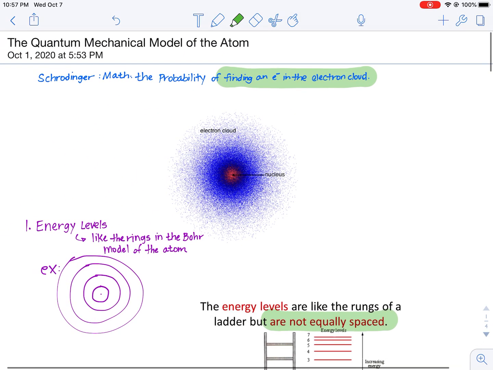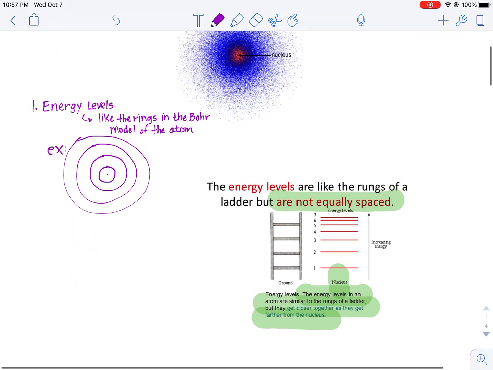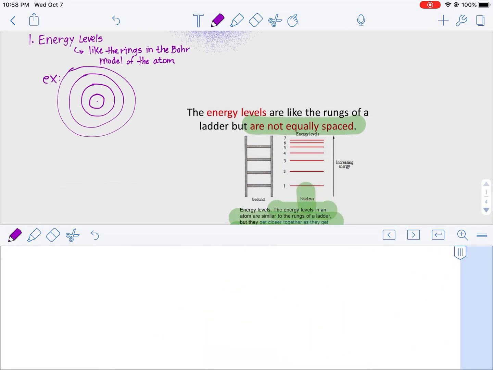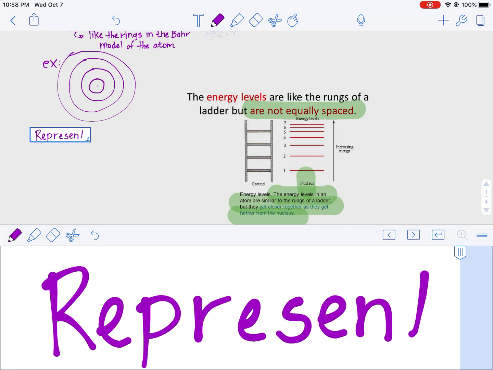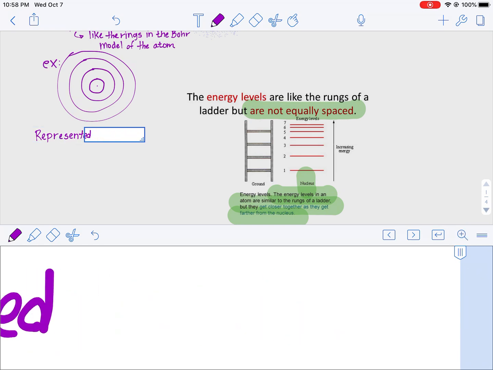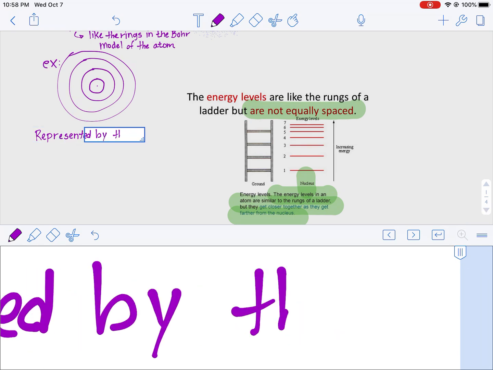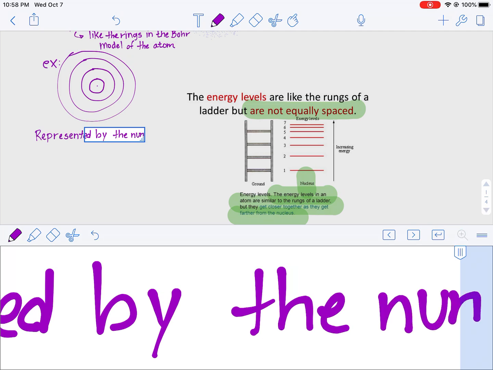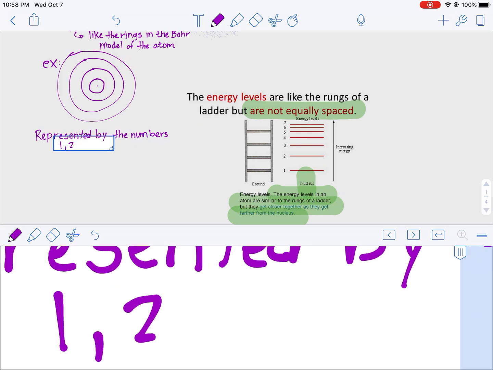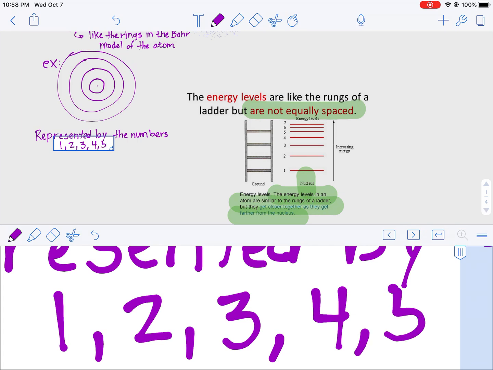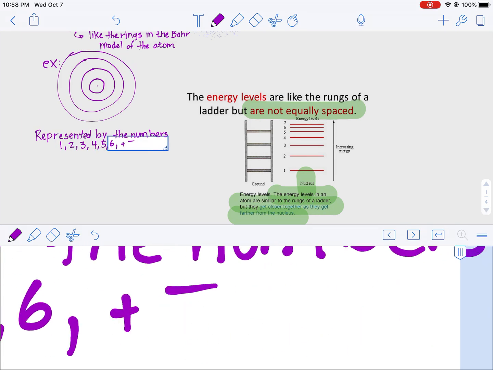So again, we're talking about where we can find an electron in the electron cloud. The first place we're going to find them is in these energy levels. There are going to be 7 energy levels, and we represent them with whole numbers. They are represented by the numbers 1, 2, 3, 4, 5, 6, and 7.